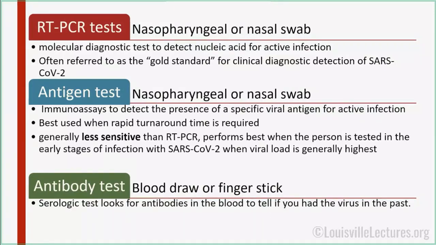The third test, the antibody test, is a serologic test. It tends to look for antibodies in the blood, and it can tell if you had the virus in the past. It is not really advantageous to use this test for an acute infection. And also, it really does not discriminate between the COVID-19 coronavirus and other previous coronaviruses, including human coronavirus.